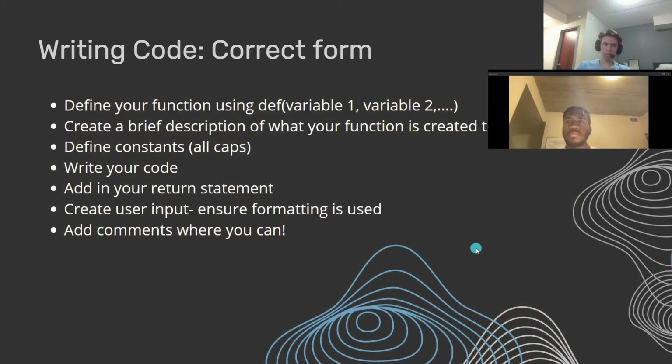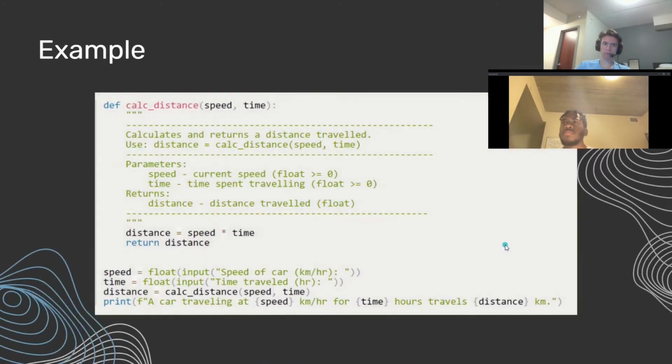Transition. All right. Oh yeah. So here's an example that we had. That's just going through again. You have your definition that tells you, hey, I'm defining a function, and then what do I want this function to be named? Well, this one's name is calc_distance, so calculate distance, and we need to take in two parameters here. We have our speed parameter and our time parameter.